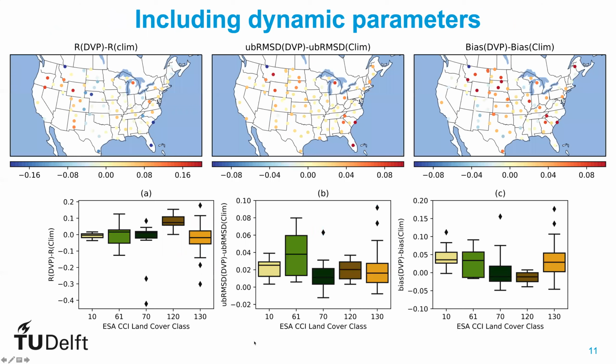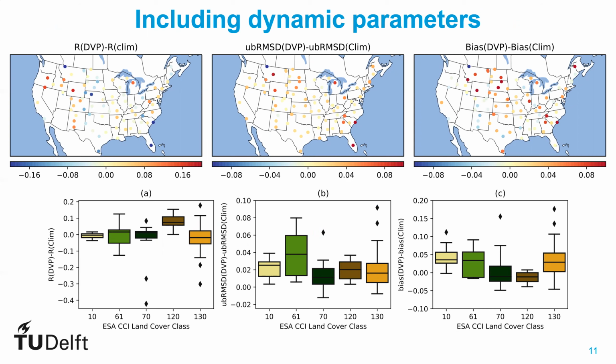Now let's take a look at the impact that the dynamic vegetation parameters have on the performance metrics overall. Over the whole domain, the median change in Pearson correlation coefficient was 0. While some increase in R was observed in the West, generally it decreases in the central US. Furthermore, introducing dynamic vegetation parameters actually made the unbiased root mean square difference and the bias slightly worse.